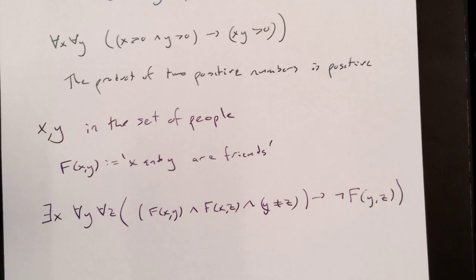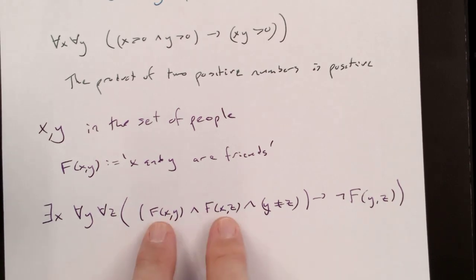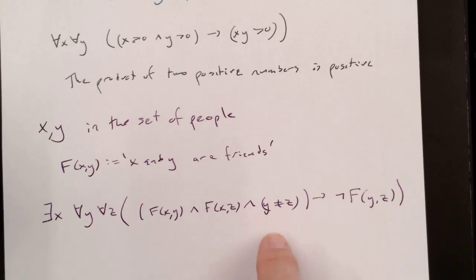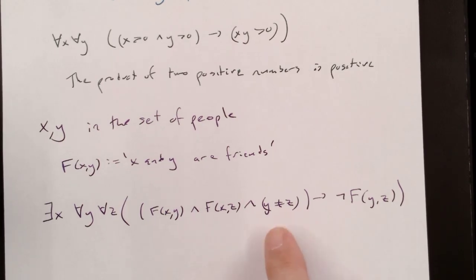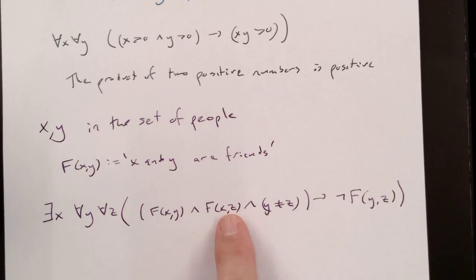Starting all the way on the left, there exists an X. There is a person. All Y for all Z. If, what's my if part here? If X and Y are friends, and if X and Z are friends, and if Y and Z are not. So, X has two different people, Y and Z, that they are friends with. This tells me they're different. This tells me friends with the first person, friends with the second person.